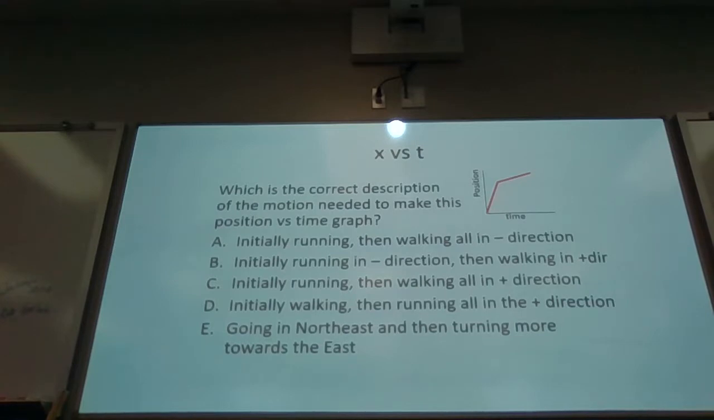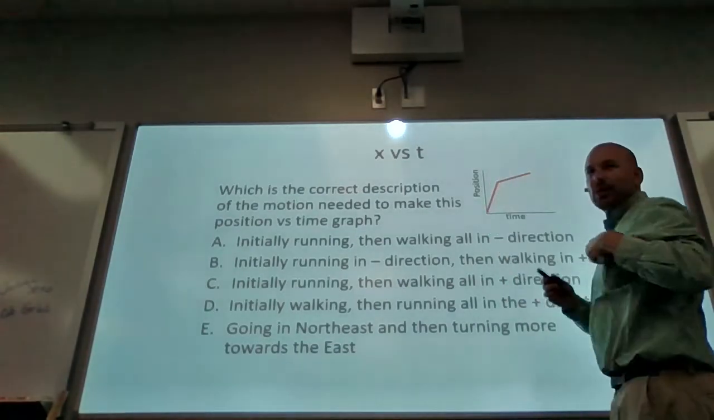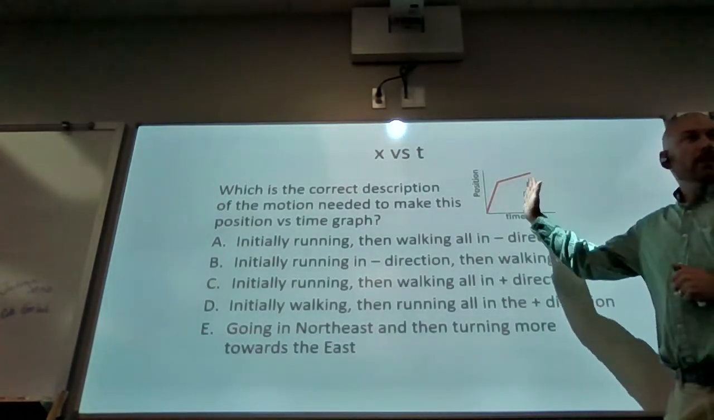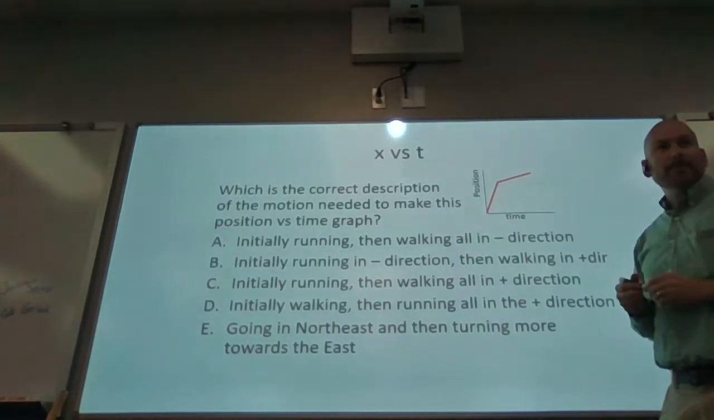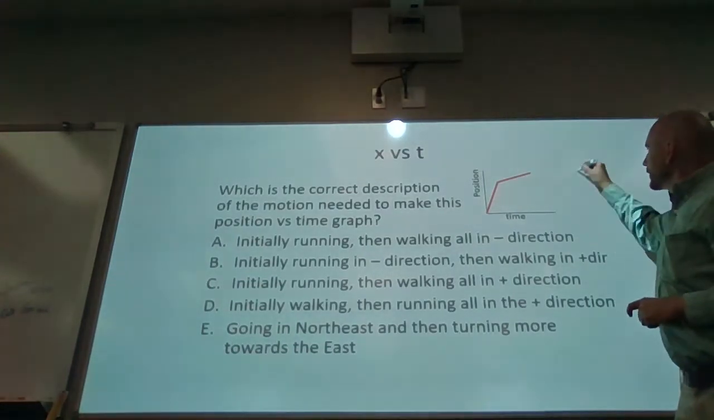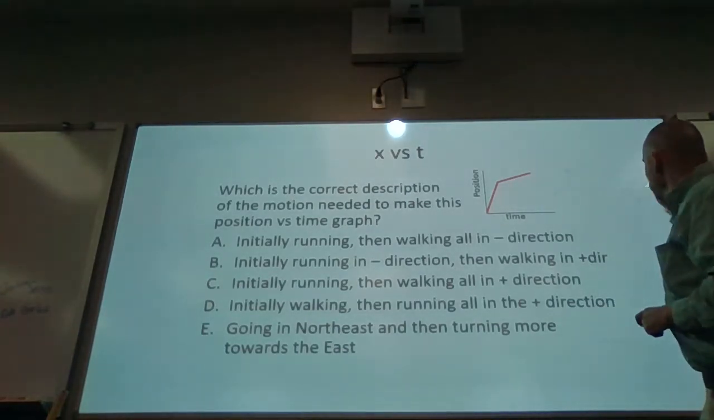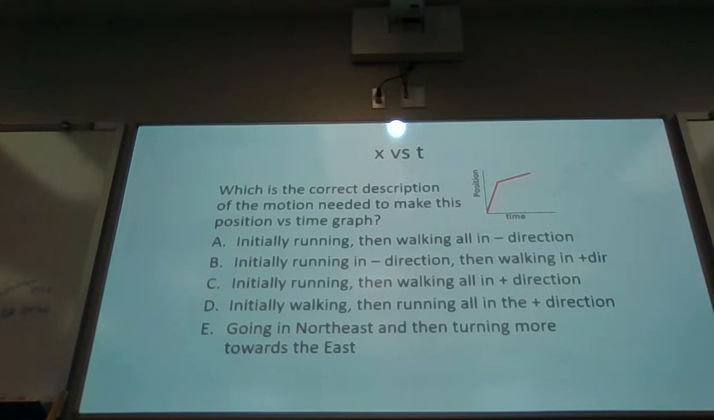Okay, correct answer is C. It has a steep slope and then a shallow slope. All positive slopes though. Okay, this is just like in math class where this is a positive slope and that is a negative slope. Good with that? It corresponds to the direction of travel, direction of velocity.